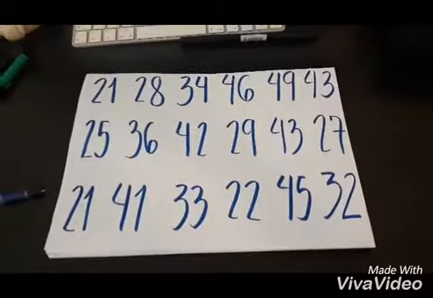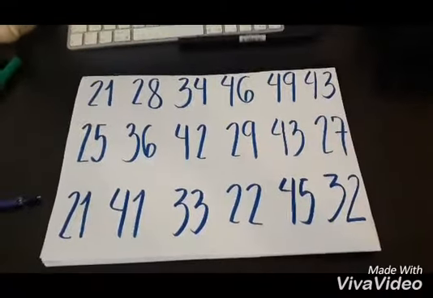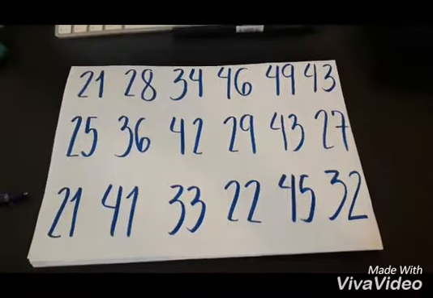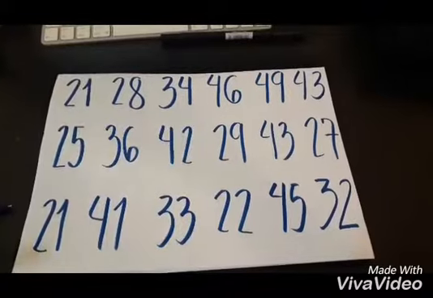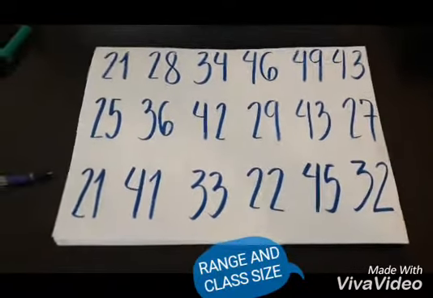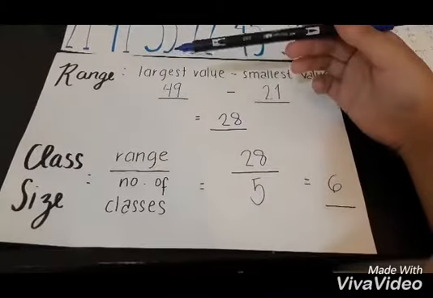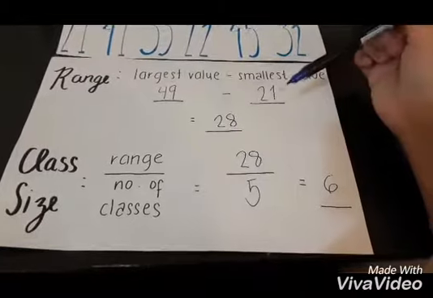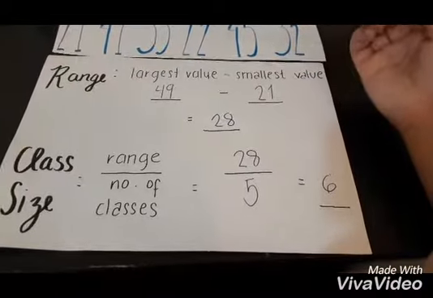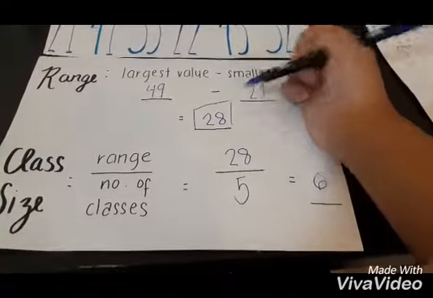So the first thing we have to do is to get the class interval, and by doing that we need an example of data. So here are the scores of the graded students in their quiz. And by getting the class interval, we should solve for the range and the class size. Now we need to figure out what the largest value is, which is 49, and the smallest value is 21. So if we subtract that, 49 minus 21, we are going to get 28.